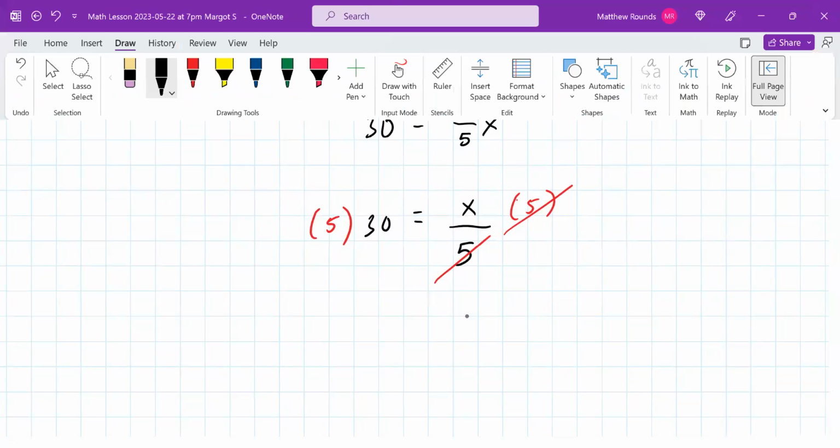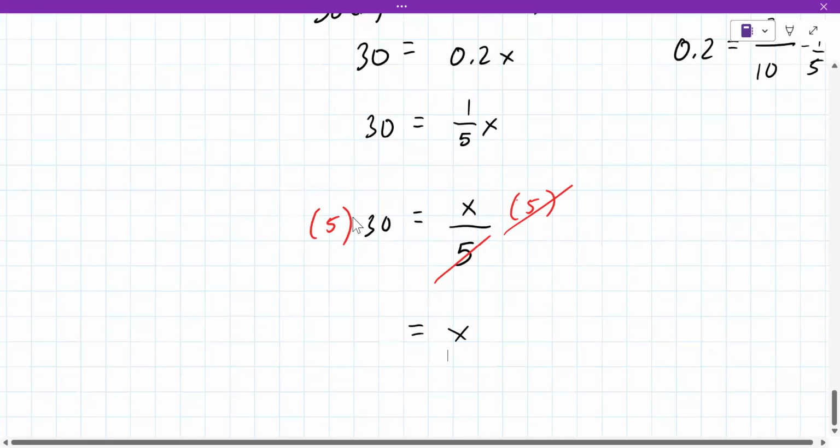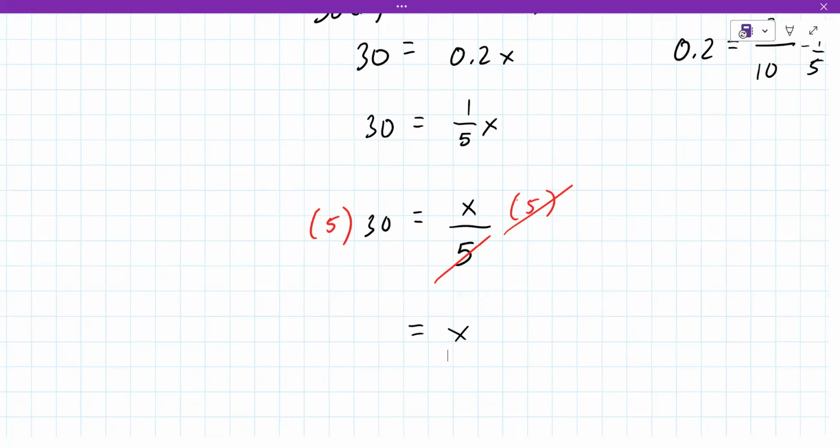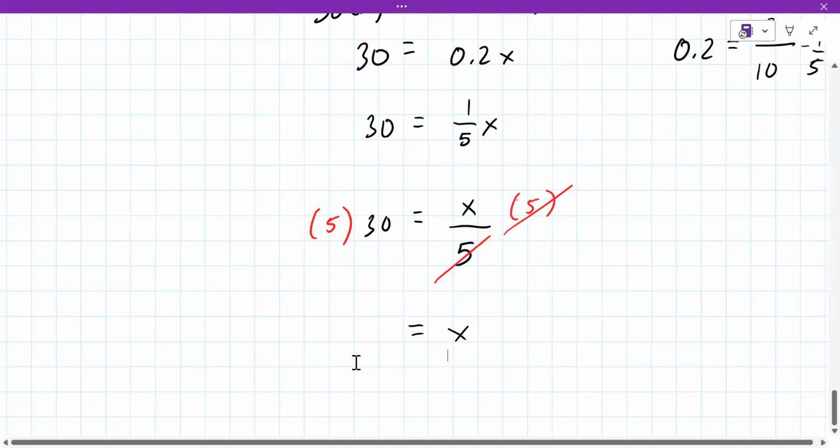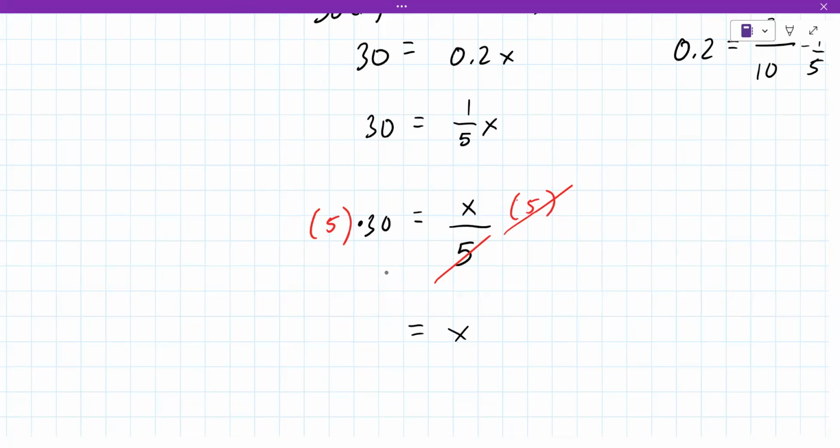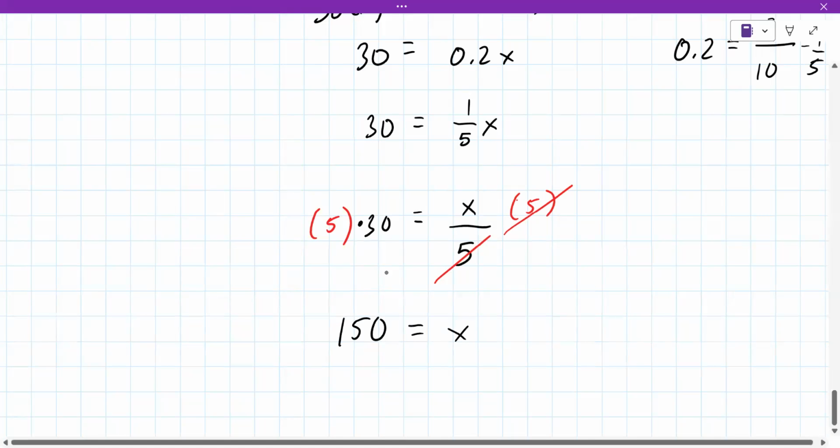What about the left side? What does the left side become? You multiply them, right? Yes. So the left side becomes 80. Try again, 5 times 30. Oh, 150. 150. Good. Really good.